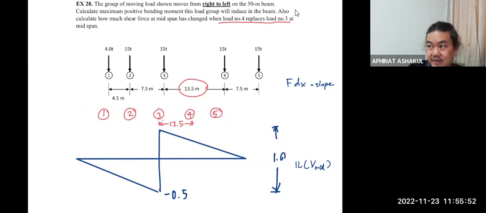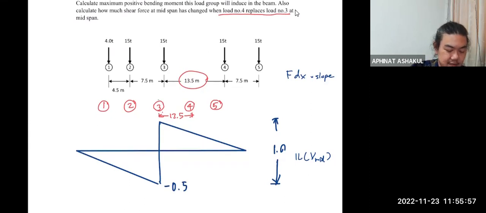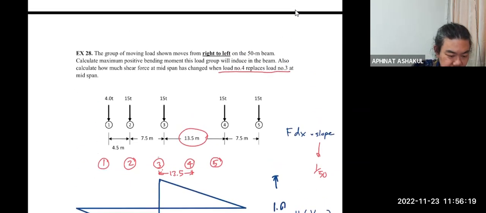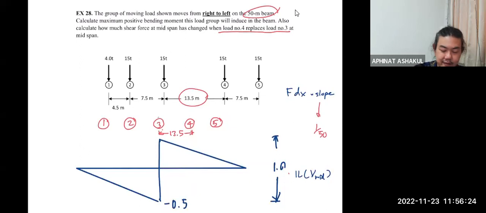Now, what about the slope? Okay, if this is 1, and the entire length is 50, the slope is naturally 1/50. It's 1/50. The beam is 50 meters long, and this height is 1, so the slope is 1/50.